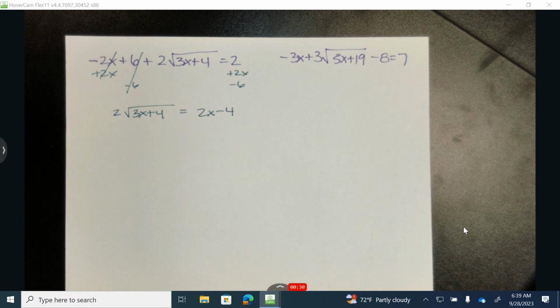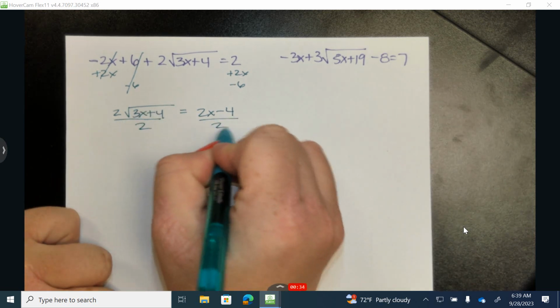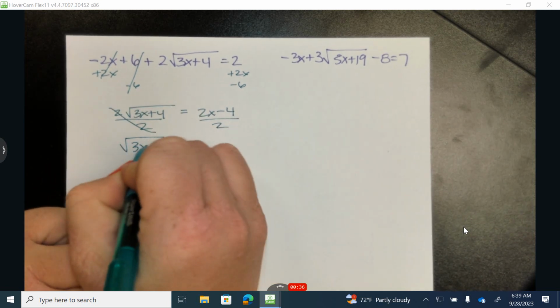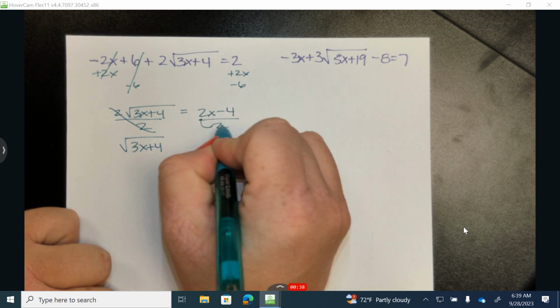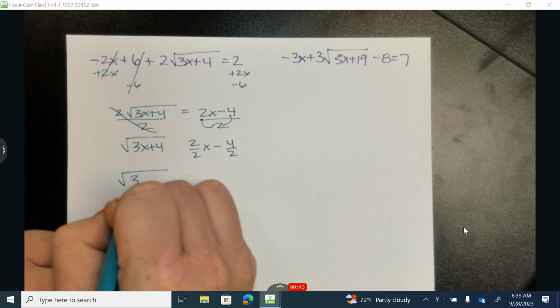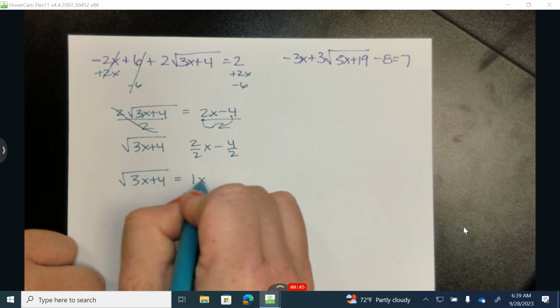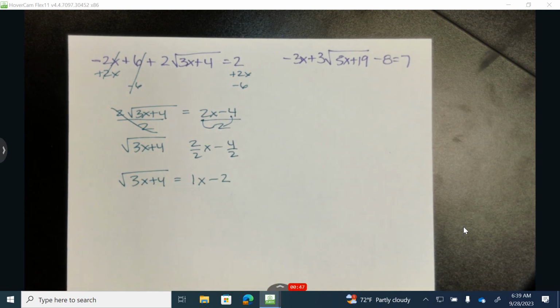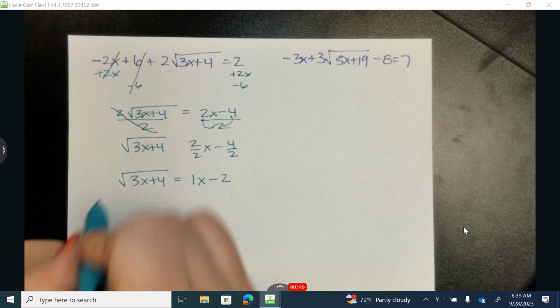Now we have a value out front of 2. The opposite of multiplying by 2 is dividing by 2, and that 2 has to be shared with both items on the right-hand side. So I'm going to write it over 2, 2x over 2 minus 4 over 2. And I can reduce both of those, and you could do that in your head: 1x minus 2. That goes back to what we've done in problems 1 through 6.